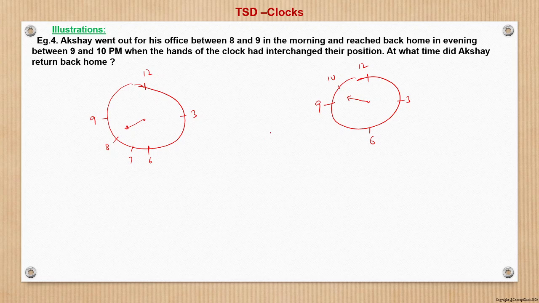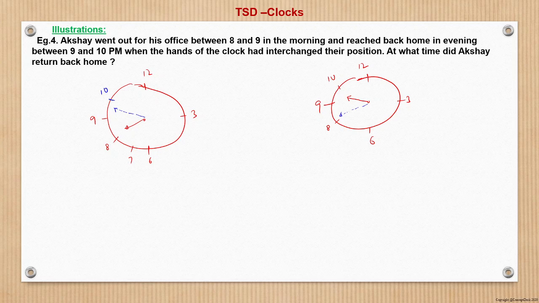Now, between these two time stamps, the positions of the hands have interchanged. It means that this was the position of our hand here, so this will become the position of the minute hand. So the minute hand would be somewhere between 8 and 9. And here in the second case, this is the position of our hand, so now this will be the position of the minute hand in the morning case. That is what is given here.